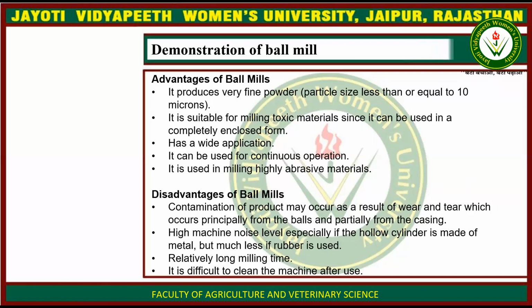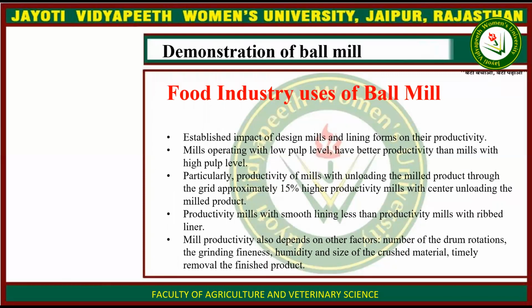And what are the disadvantages of the ball mill? Contamination of the product may occur as a result of wear and tear, which occurs principally from the balls and partially from the casing. High machine noise level, especially if the hollow cylinder is made of metal, but much less if rubber is used. It has a relatively long milling time, and it is difficult to clean the machines after use.